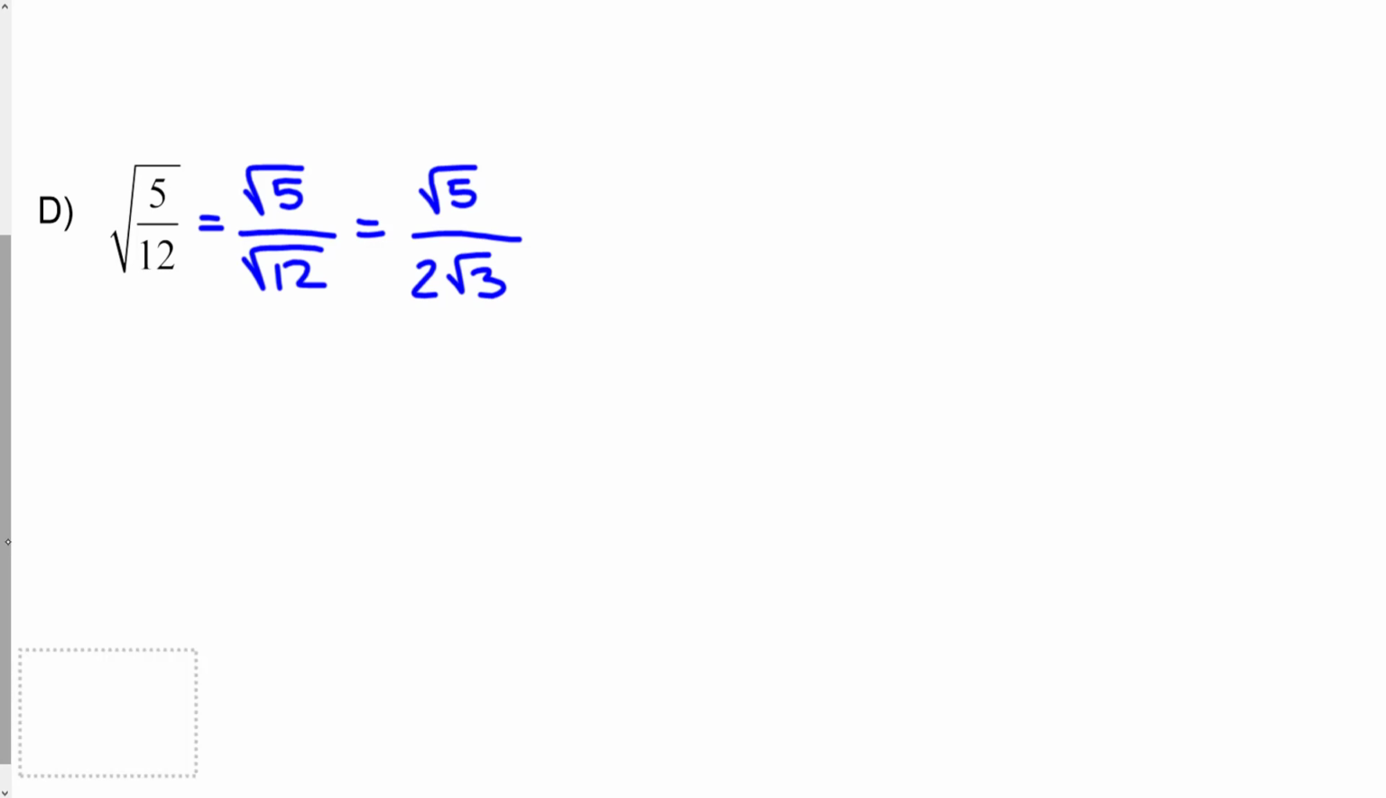Now I need to get the square root of 3 out of the denominator, so I'm going to multiply top and bottom by that value. So square root of 5 times square root of 3 is going to be the square root of 15. Square root of 3 times square root of 3 is just 3. 2 times 3 is 6. There's the most simple form of that answer.